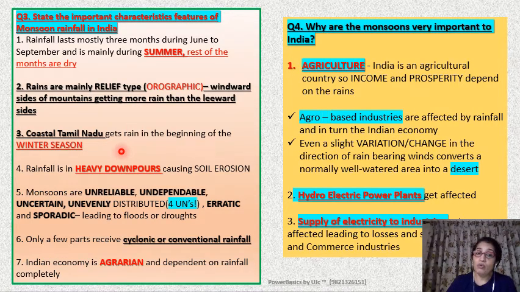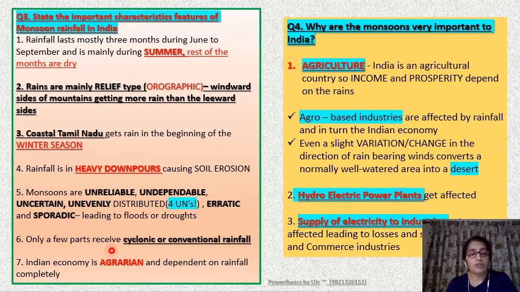Coastal Tamil Nadu gets rain in the beginning of the winter season. There's an explanation for that which we will do together. Rainfall is in heavy downpours causing soil erosion. Monsoons are unreliable, undependable, uncertain, unevenly distributed. They are erratic and sporadic. We don't know when they're going to come. Sometimes there are droughts, no rain, or sometimes there's a flood.